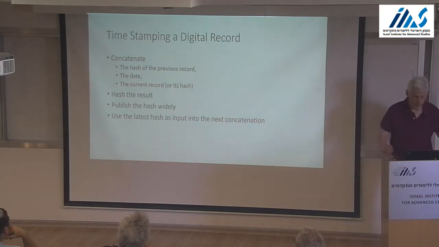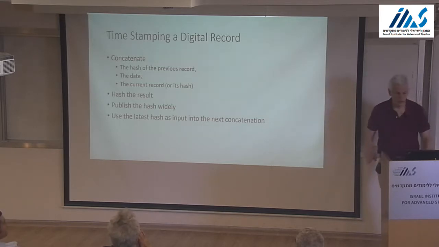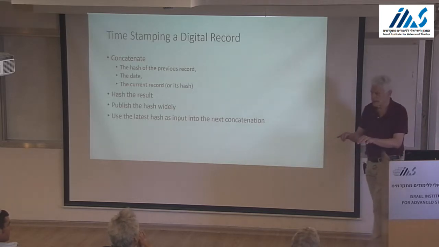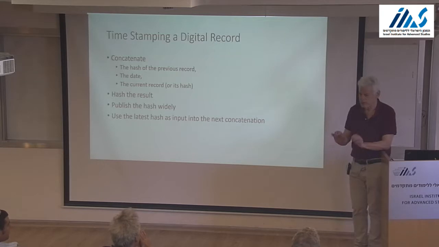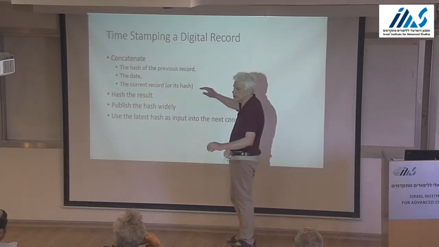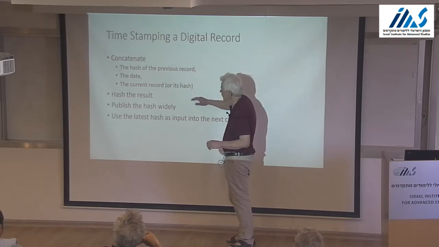So the idea is the following, and here's a blockchain for you. You concatenate, meaning you put together, since catena is a chain: the hash of the previous record, no matter, you get started with the first one, that's not important; the date; and the current record, or its hash. You hash the result of these three, and you publish it widely.